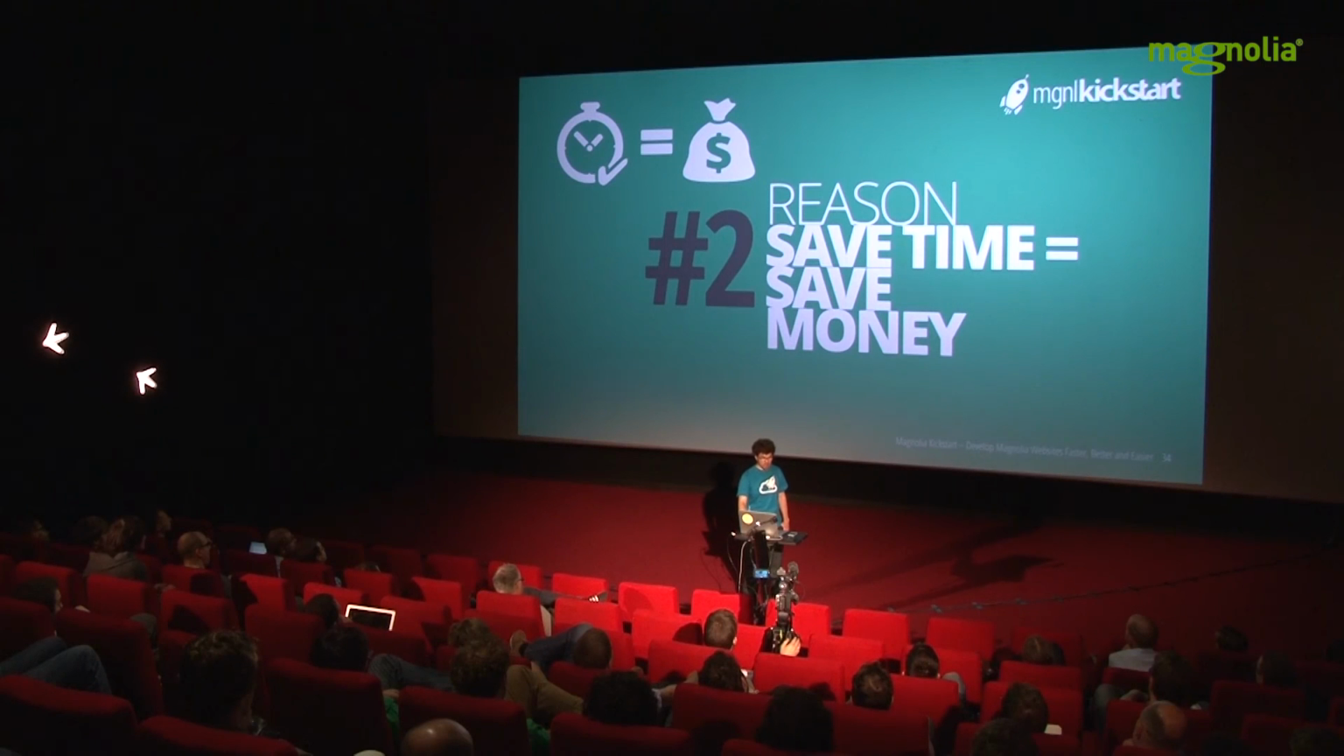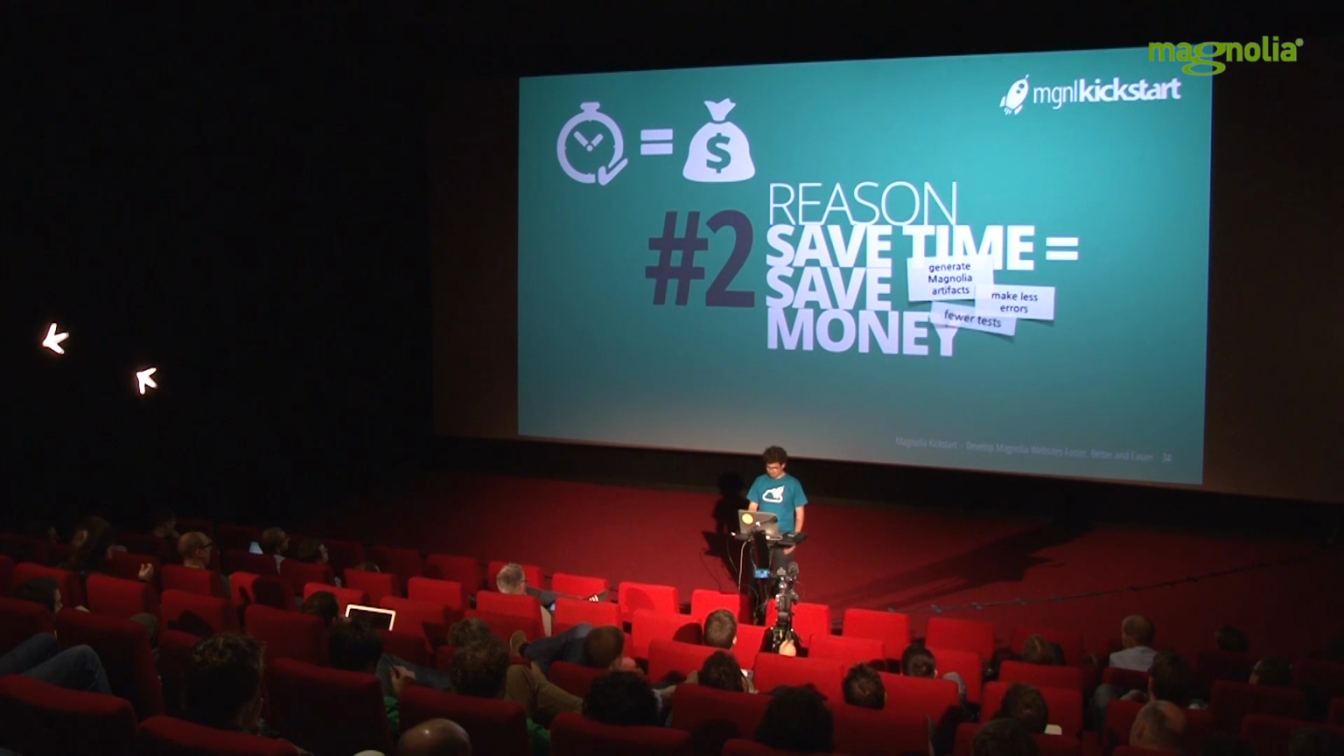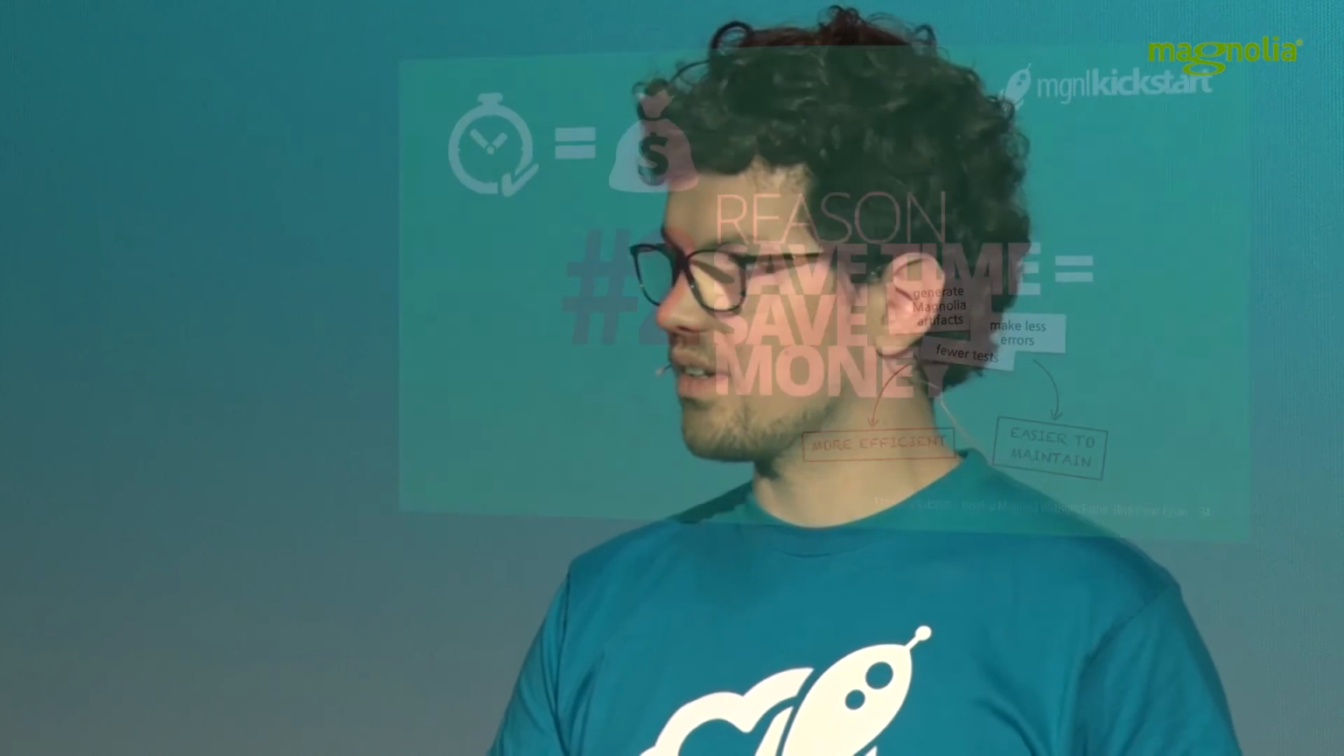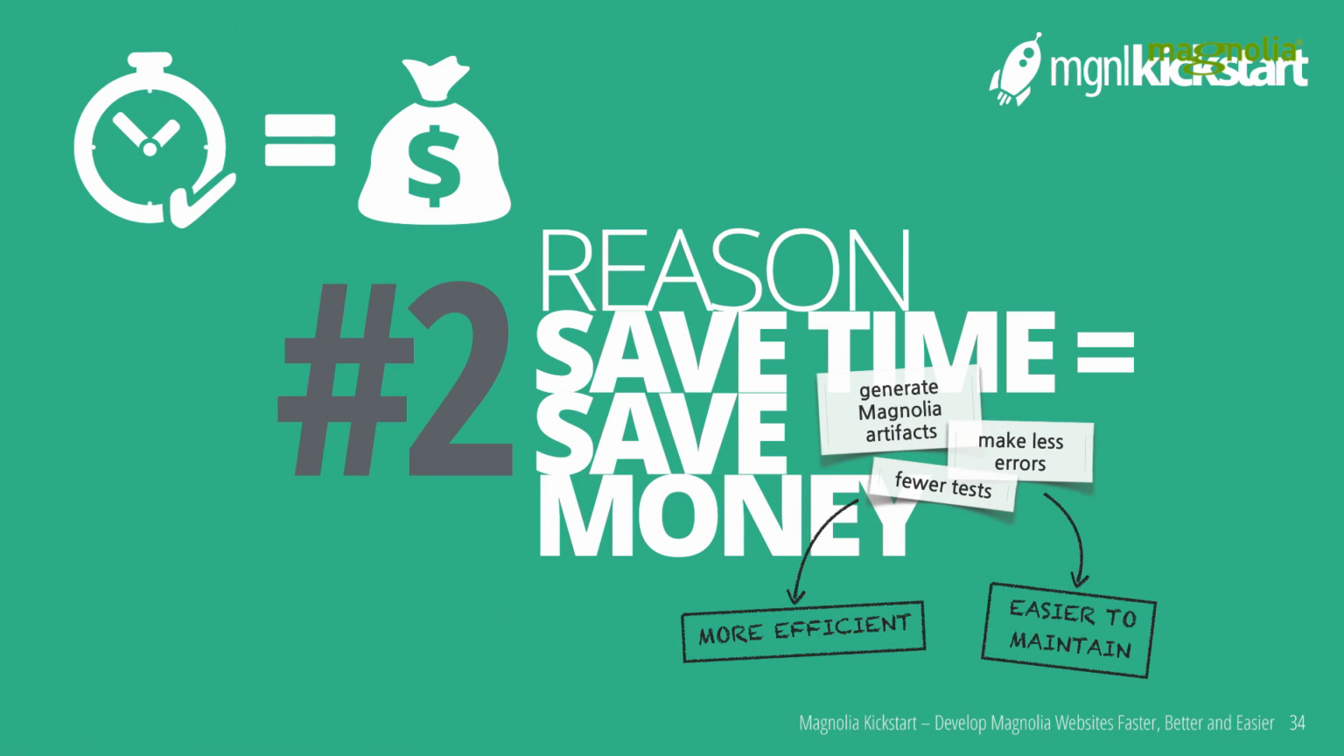Reason 1. Reason 2, it saves you a lot of time and it saves you really a lot of money in the end. So this is really a Kickstarter, and which is way more efficient. So since we generate all the Magnolia artifacts, you don't have to do this manually. By this, you make fewer errors, and even your testers are more confident after a while that really both work together.